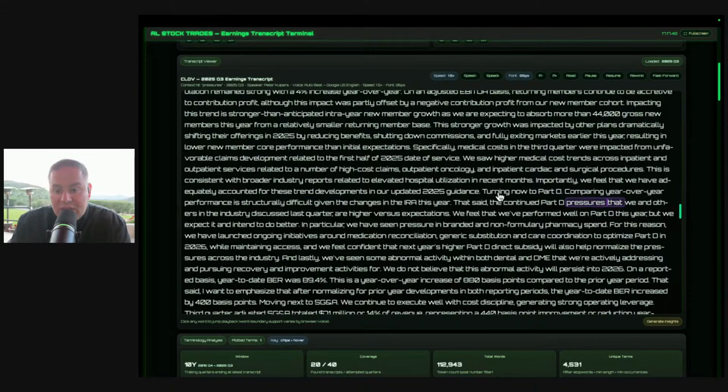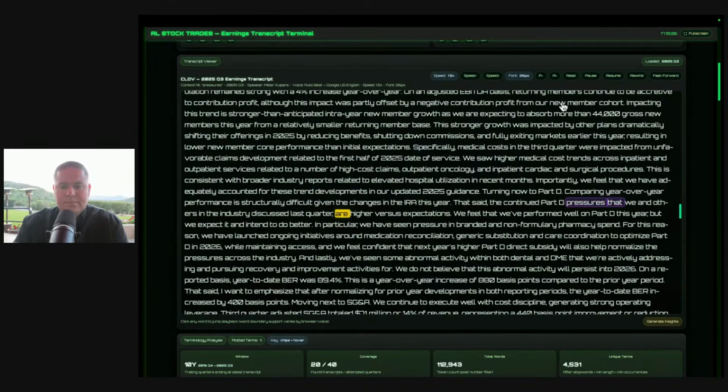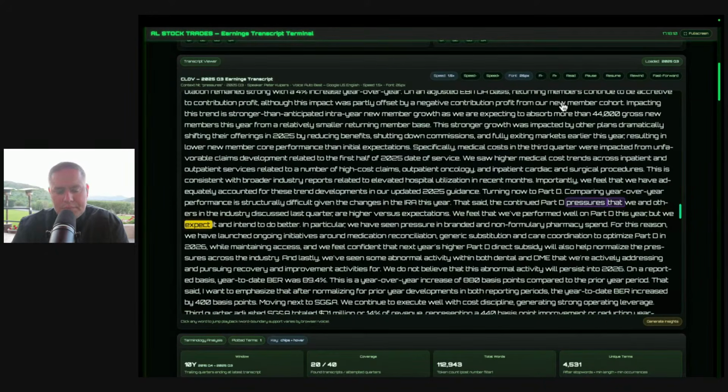And let's start reading it here and let's see what they're talking about for pressures. Importantly, we feel that we have adequately accounted for these trend developments in our updated 2025 guidance. Turning now to Part D, comparing year-over-year performance is structurally difficult given the changes in the IRA this year. That said, the continued Part D pressures that we and others in the industry discussed last quarter are higher versus expectations. We feel that we've performed well on Part D this year, but we expected and intend to do better.